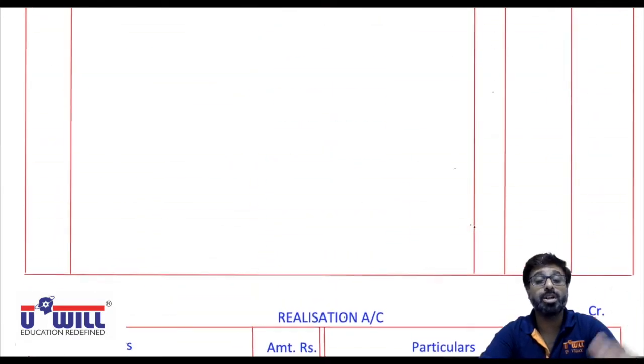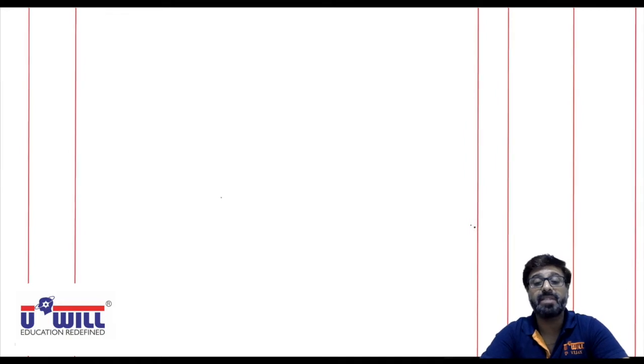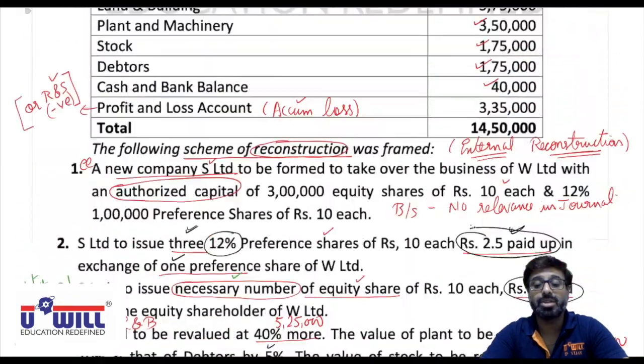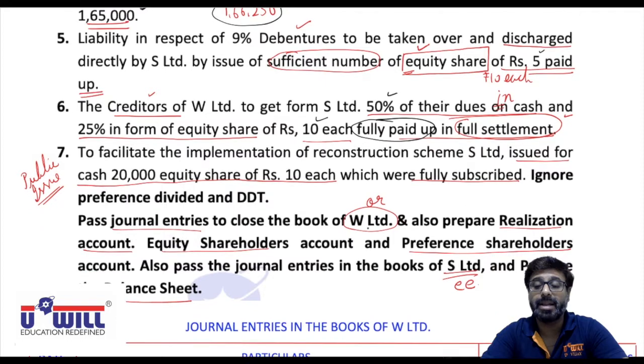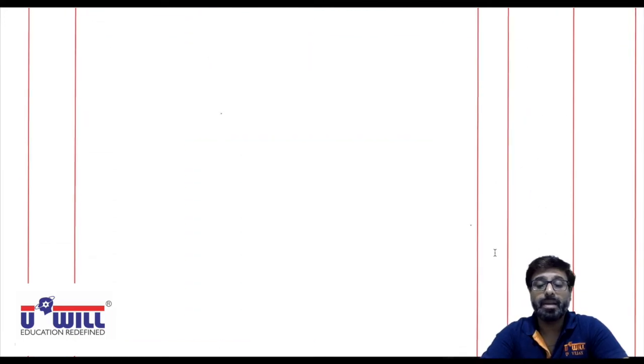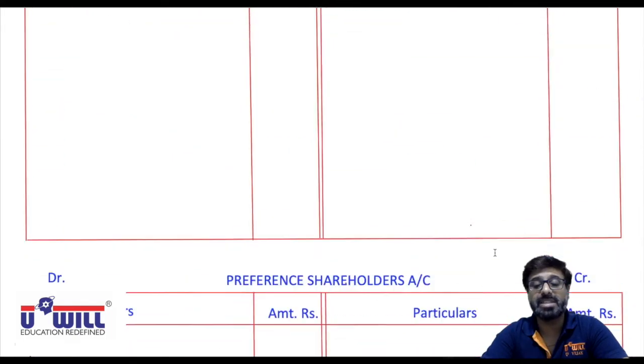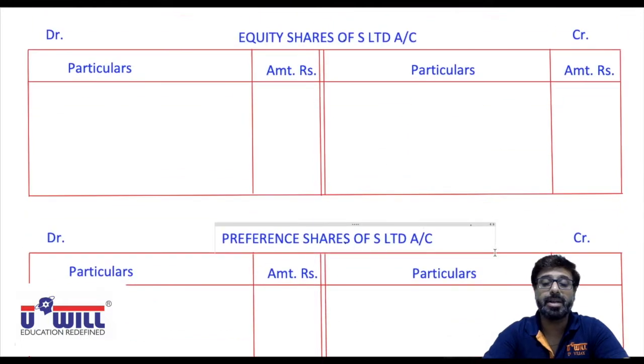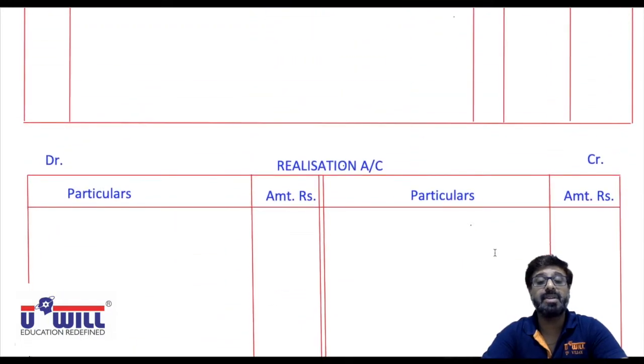Now we'll proceed further with the formats. Formats you all would have already made. So we proceed with the journal entries in the books of transferor company W Limited and ledger accounts: realization, equity shareholders, preference shareholders. Plus we have also made equity shares of S Limited and preference shares of S Limited. So journal and ledger we will make simultaneously. Let's proceed with that.